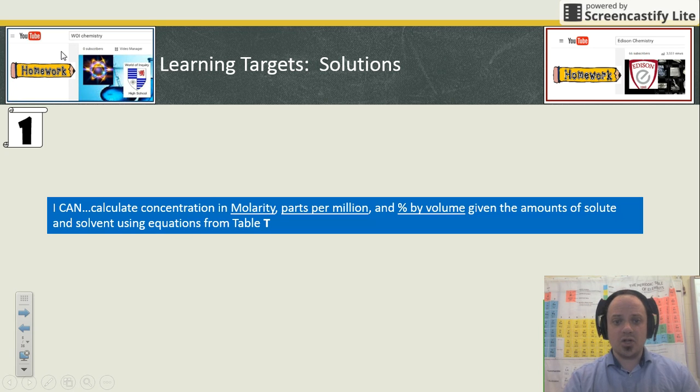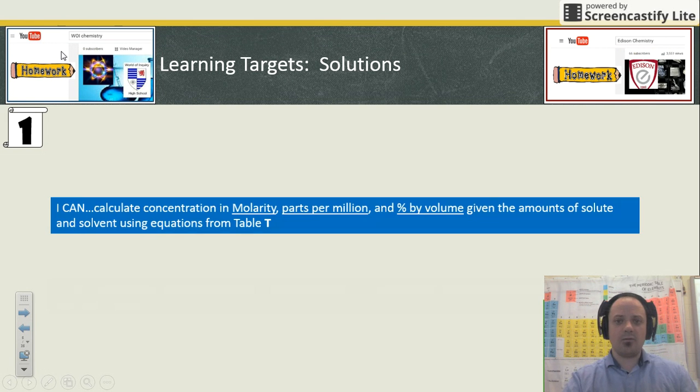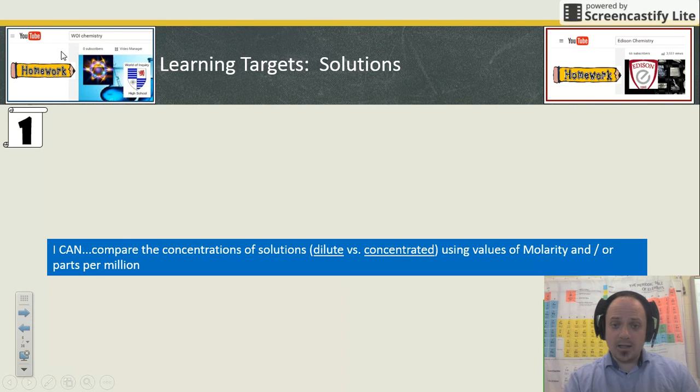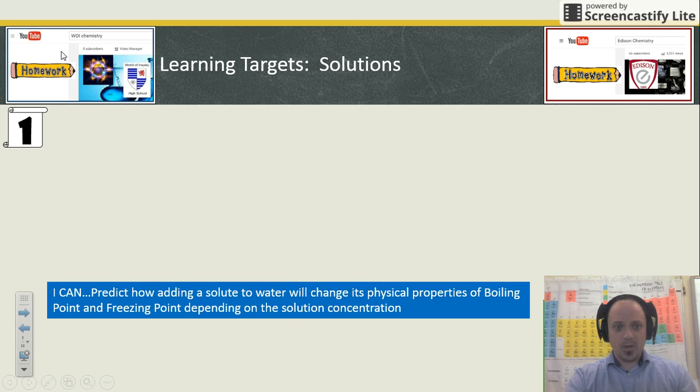Calculating concentration in molarity, parts per million, percent by volume. So, straight up mathematical calculations using reference table T. Comparing concentrations, dilute versus concentrated. What is a dilute solution? What is a concentrated solution? Which one is more dilute? Which one is more concentrated? Using those quantified values of molarity and such.